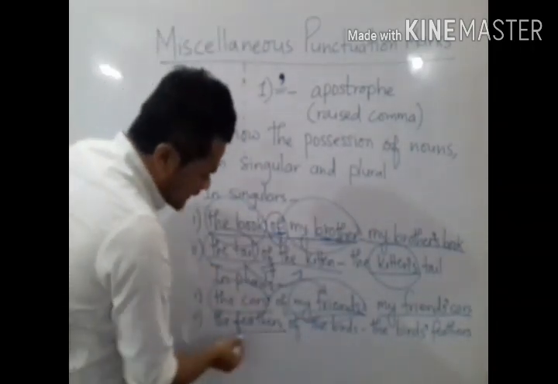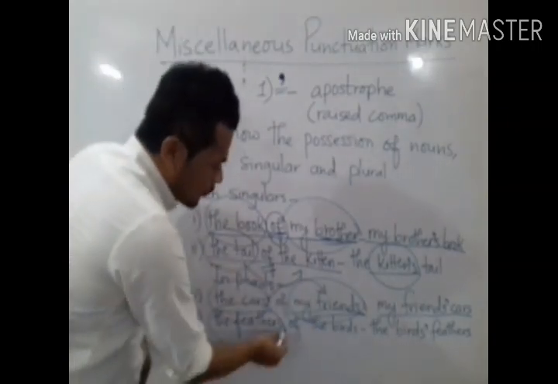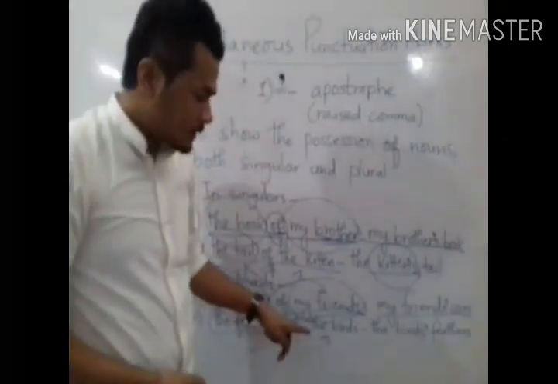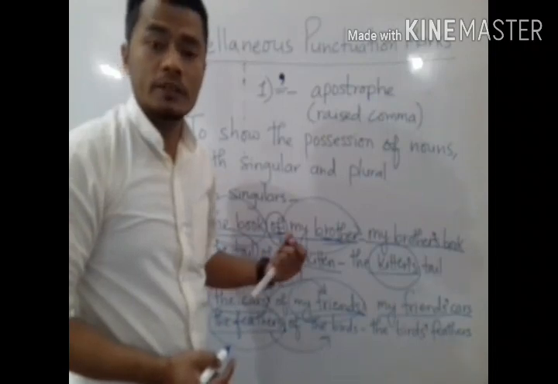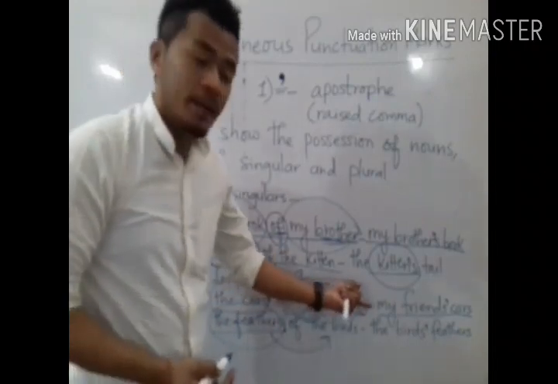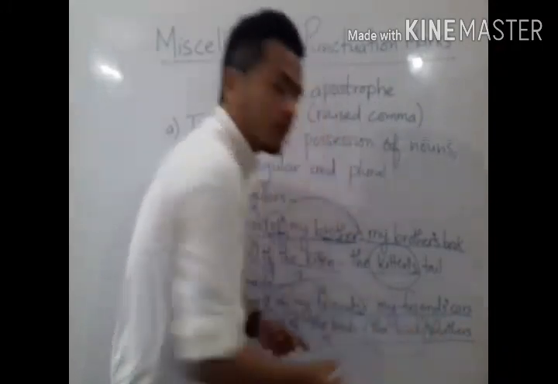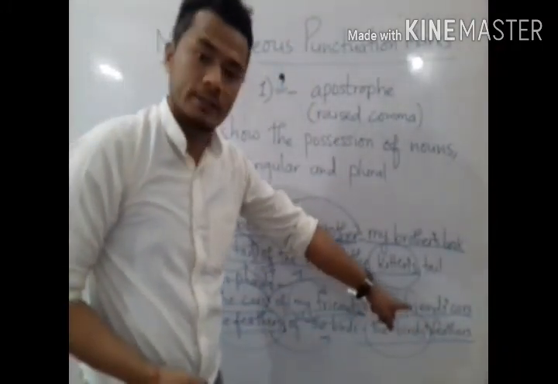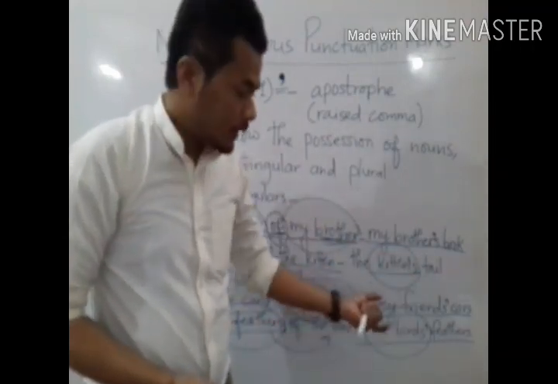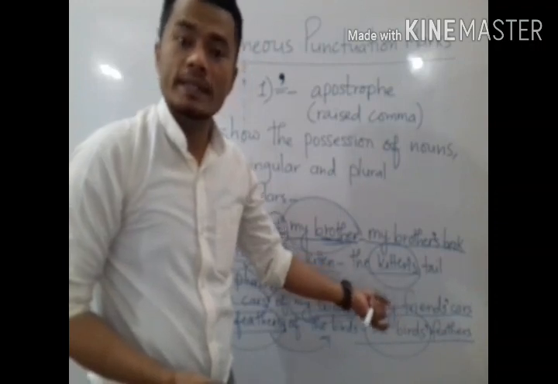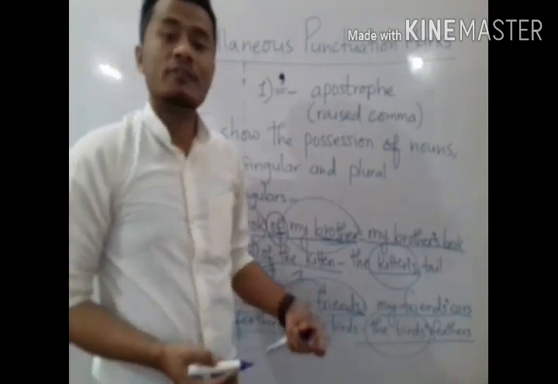Now the second example is the feathers of the birds. Here the feathers are possessed by the birds. That means the birds is the noun here of which I have to show the possession. That means the birds' feathers. See here, the birds' feathers. So the birds' apostrophe shows the possessive case of the noun birds, which is plural in form here.